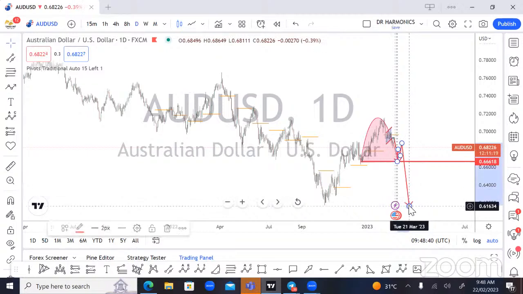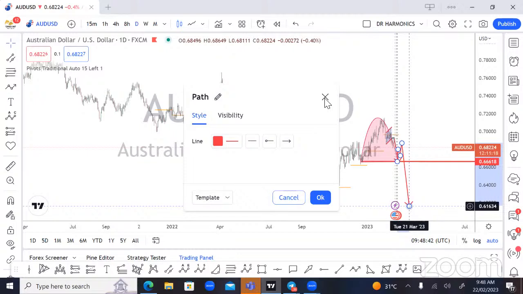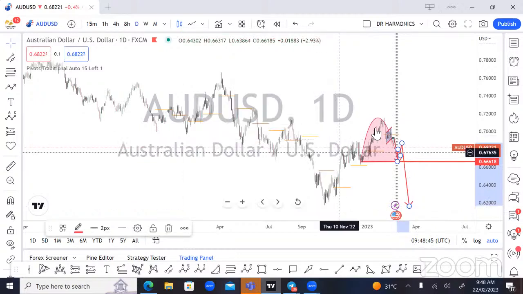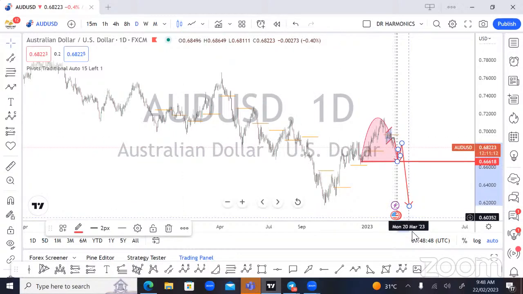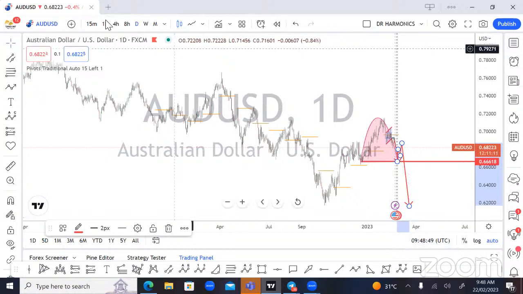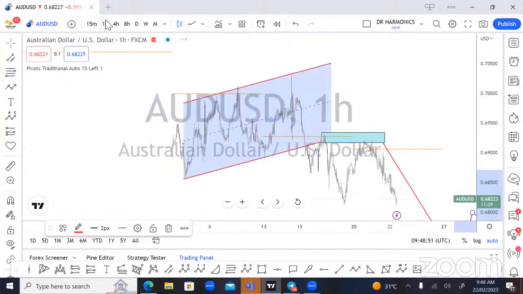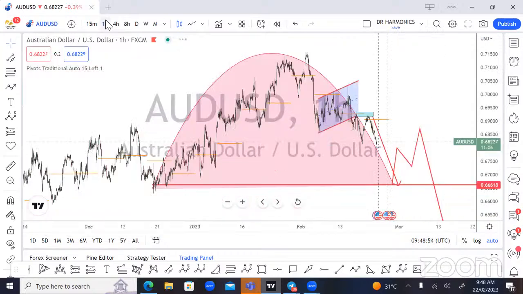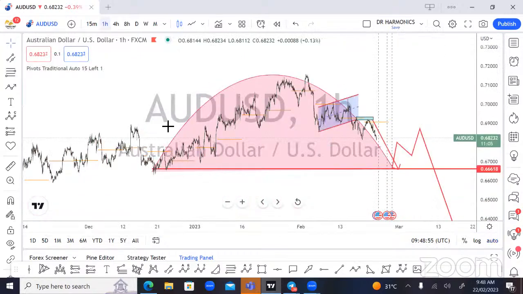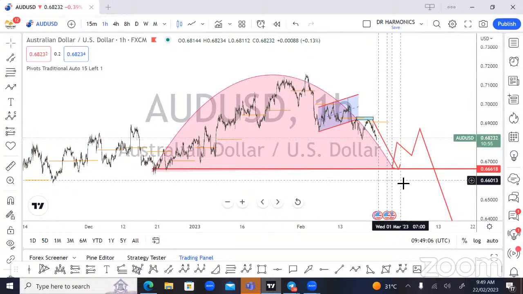I'm expecting maybe a head and shoulders pattern formation to bring it down, or you can just anticipate a normal cup and inverse cup and handle formation. The inverse cup and handle formation should form a head and shoulders and drop. So let's anticipate this.